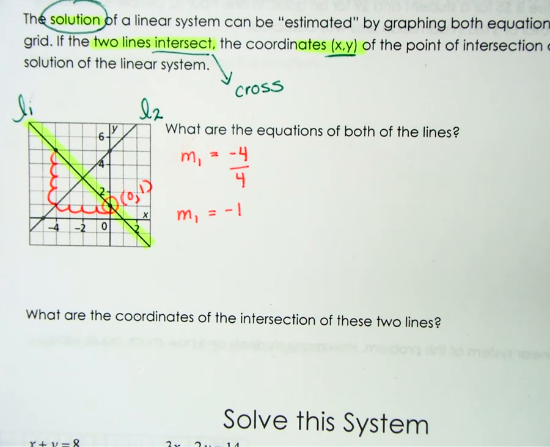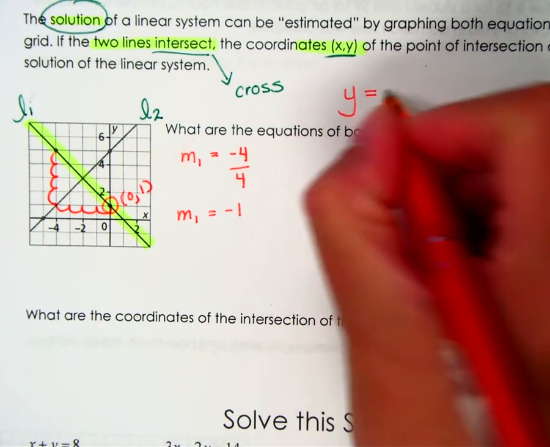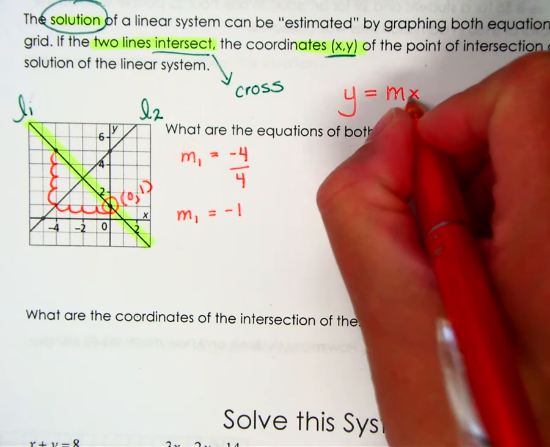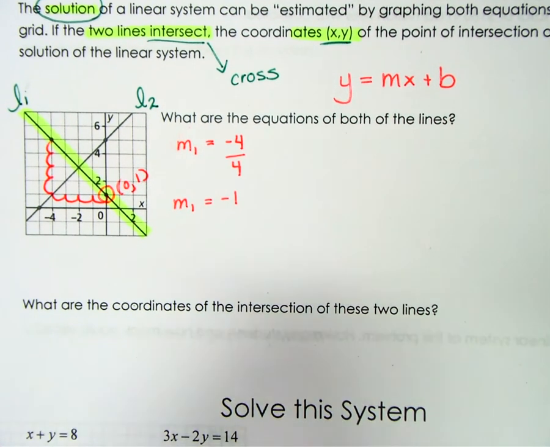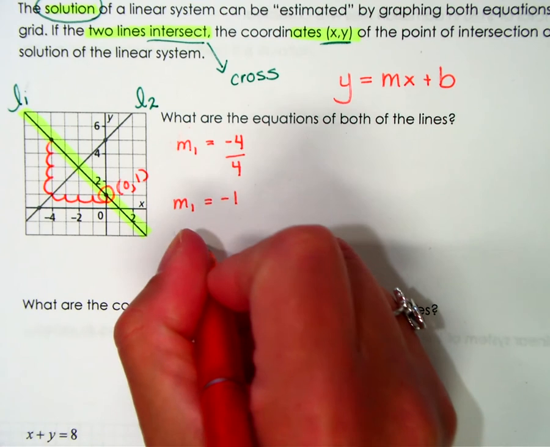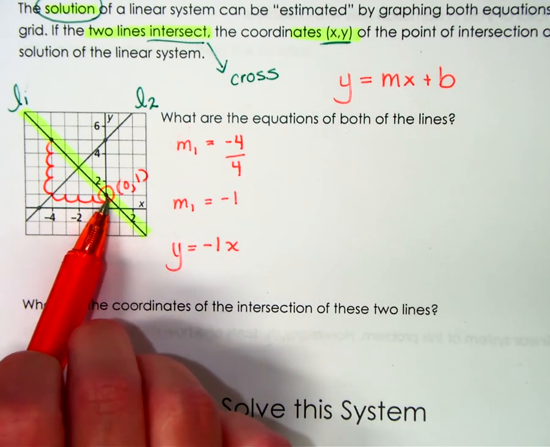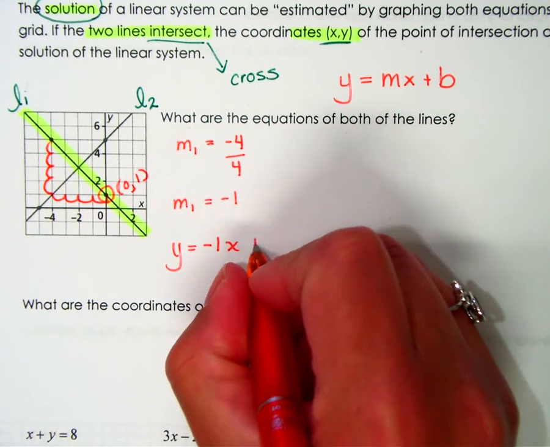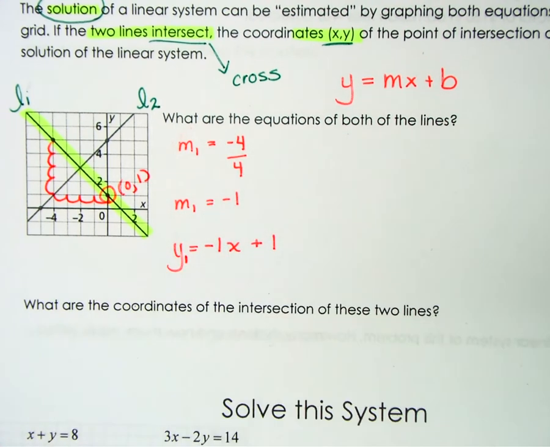Okay, good. So this is your chapter 6, right? So chapter 6, chapter 7, we're all dealing with these lines, so we should be able to do this. So if I'm going to put it into slope-intercept form, that's y equals mx plus b. That's the format I'm going to put it in. So I know that y is equal to negative 1x, and we said our intercept was at a positive 1. So it's going to be plus 1. So that's the equation for line 1.